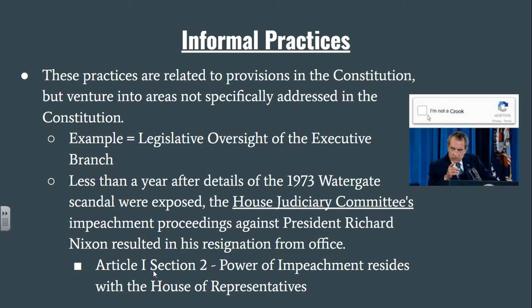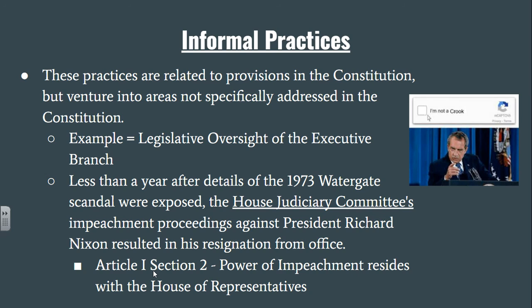Okay. And how does this relate to the Constitution? It's in Article 1, Section 2, where power of impeachment resides with the House of Representatives. So this is where this oversight, where they bring in and do this investigation, helped lead to the resignation of Richard Nixon before he most likely would have been impeached.